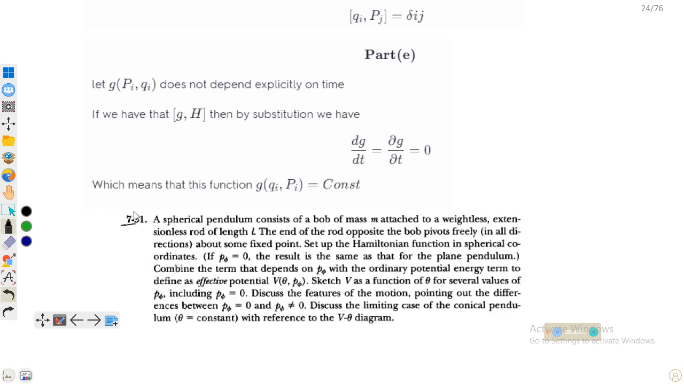In this lecture we will see the solution for problem 7.31, which says: a spherical pendulum consists of a bob of mass m attached to a weightless, extensionless rod of length L. The end of the rod opposite the bob pivots freely about some fixed point. Set up the Hamiltonian function in spherical coordinates. Okay, in this we have a spherical pendulum and we have to find the Hamiltonian function in spherical coordinates because it is a spherical pendulum. So let's go to the solution.